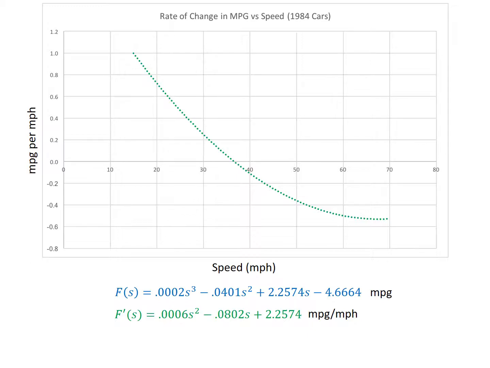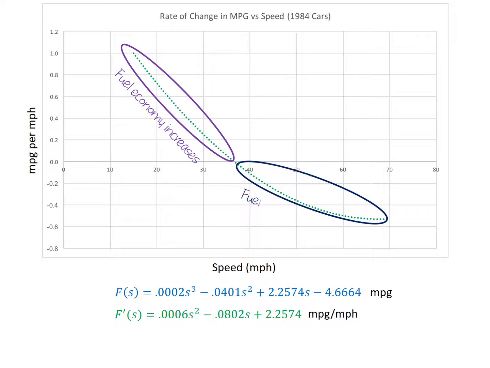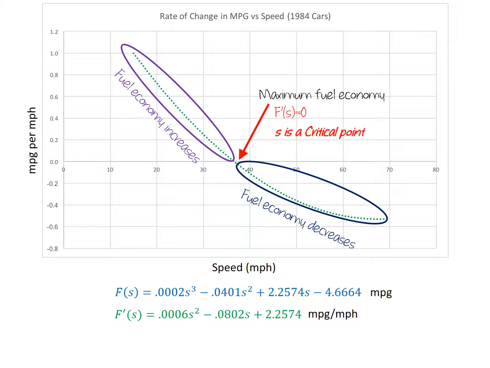When the values of f prime of s are positive, this means that each additional mile per hour will increase the fuel economy. And when the values of f prime of s are negative, this means that each additional mile per hour will decrease the fuel economy. And so when we switch from increasing to decreasing fuel economy, this is where we'll find the maximum fuel economy. In this case, this happens when the value of f prime of s is 0. When f prime of s is 0, the value of s is called a critical point.